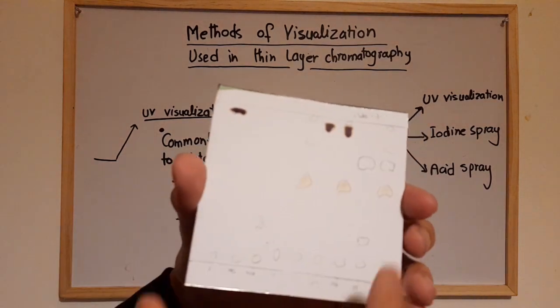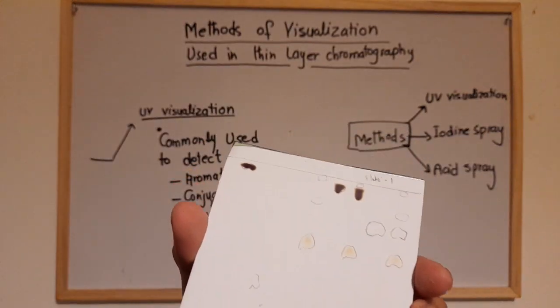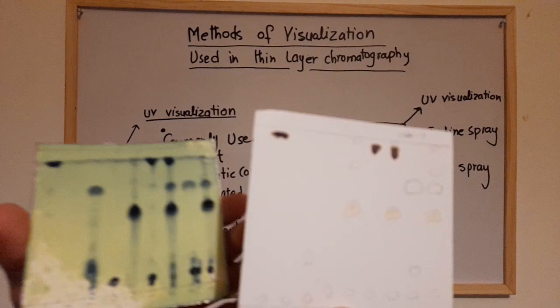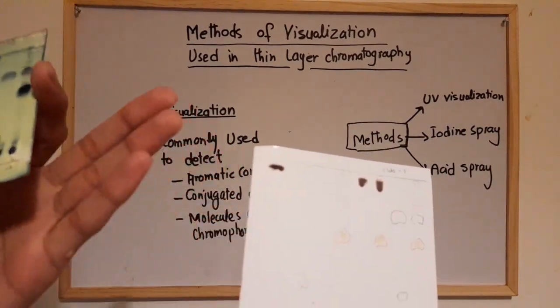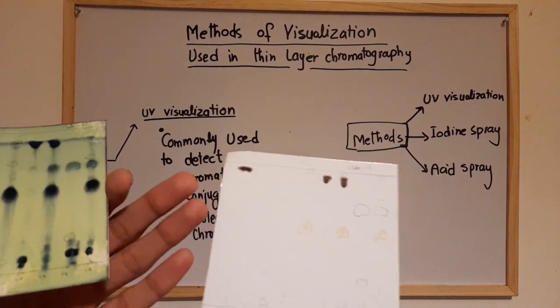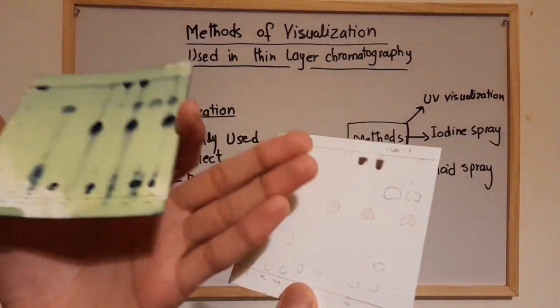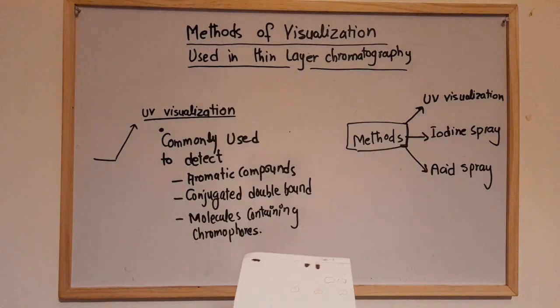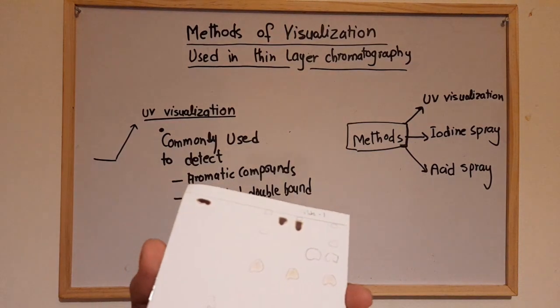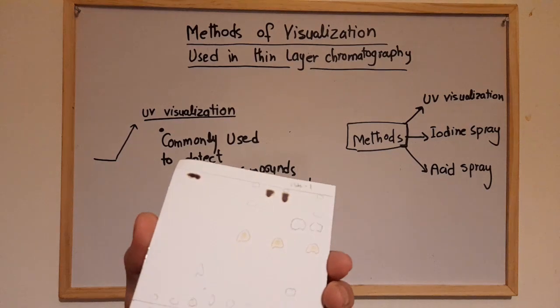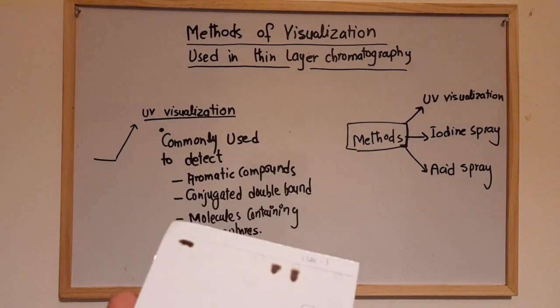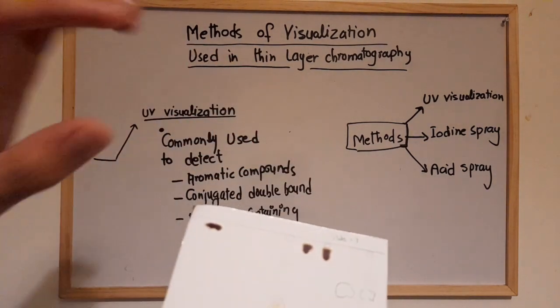See, that's our TLC plate, and when we start the experiment, you place it into the solvent, it rises, and you dry the TLC plate, you can see nothing on the TLC plate. Then you place it into the UV spectrophotometer and you will see different spots. There are certain limitations of UV visualization as well. So which compounds appear in the UV visualization?